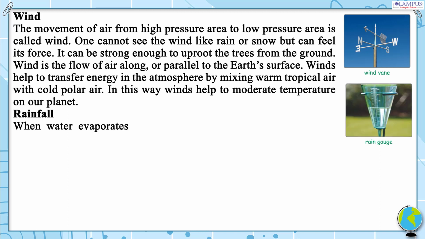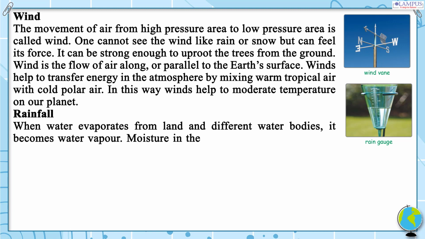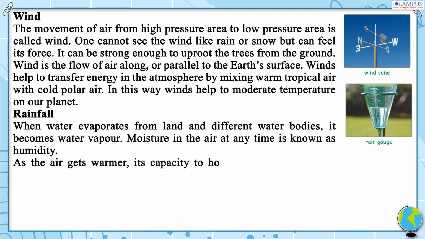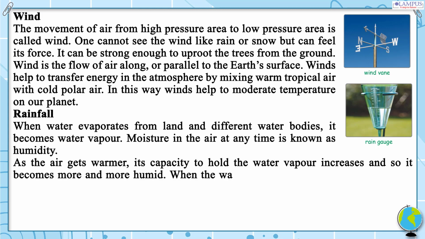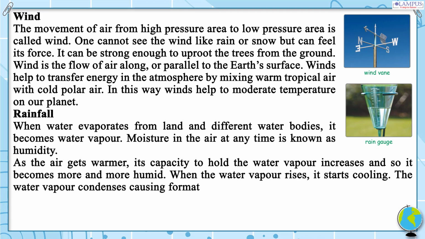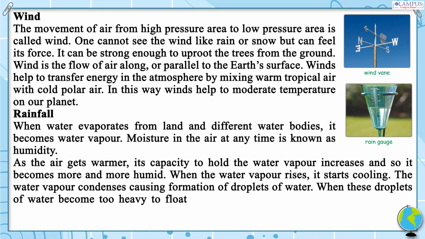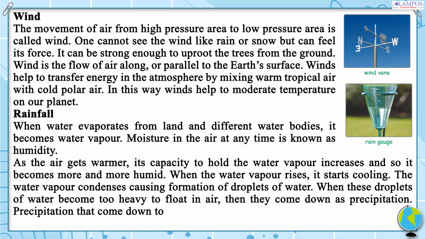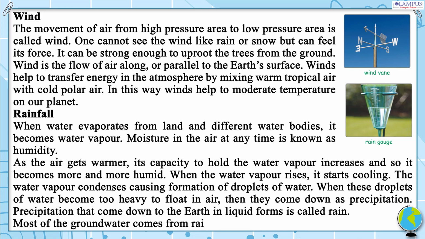Rainfall. When water evaporates from land and different water bodies, it becomes water vapor. Moisture in the air at any time is known as humidity. As the air gets warmer, its capacity to hold water vapor increases and so it becomes more and more humid. When the water vapor rises, it starts cooling. The water vapor condenses, causing formation of droplets of water. When these droplets become too heavy to float in air, they come down as precipitation. Precipitation that comes down to the earth in liquid form is called rain. Most of the groundwater comes from rainwater.